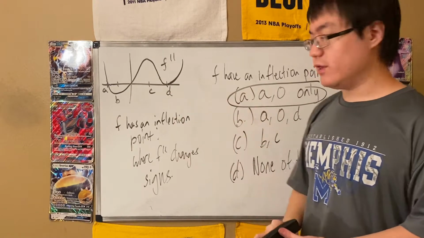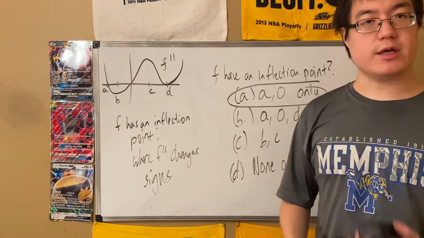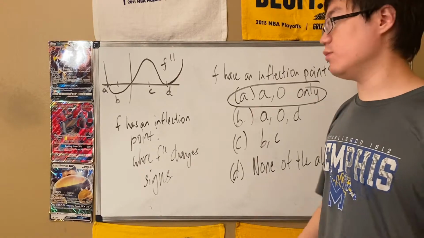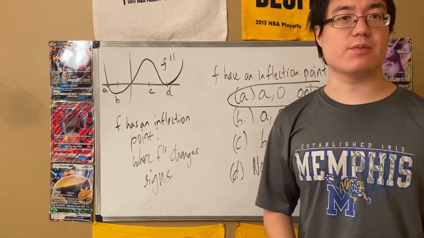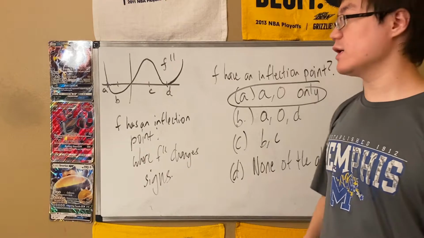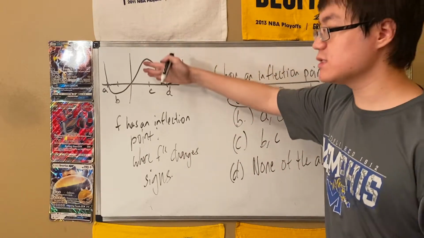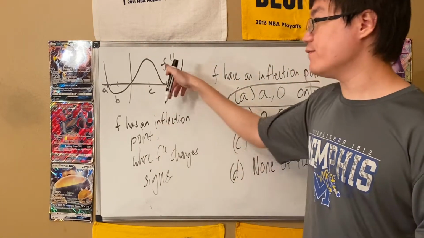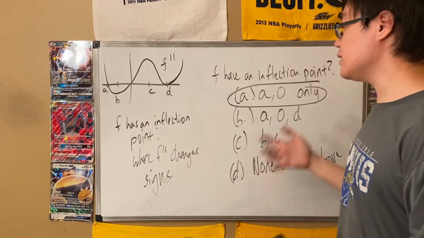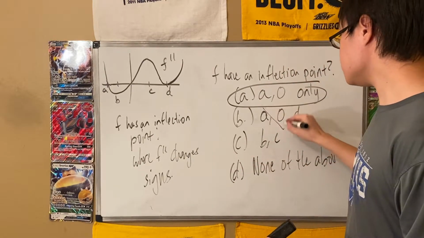Keep in mind though that this answer choice B is a pretty tricky answer choice, because sometimes students only believe that f has an inflection point when f double prime is equal to 0, but bounces do not count. Notice that at D it's positive and then remains positive, f double prime I'm talking about. So that means that D is not an answer choice.